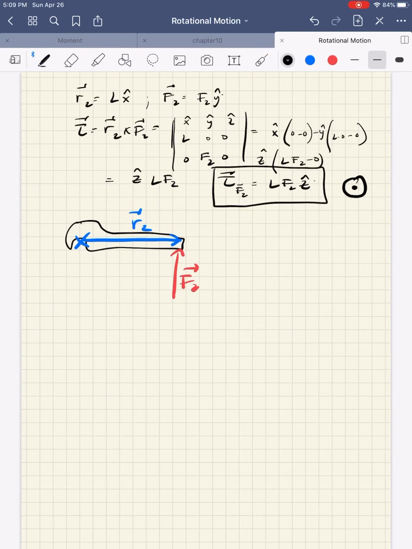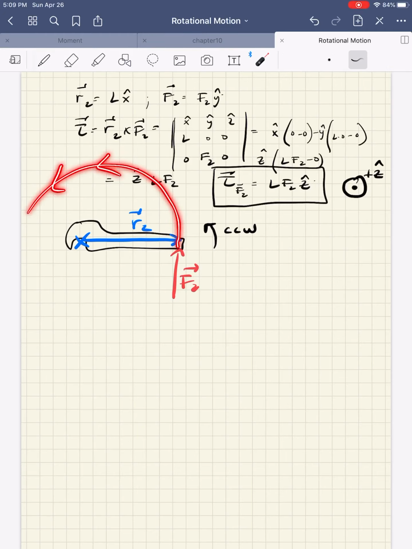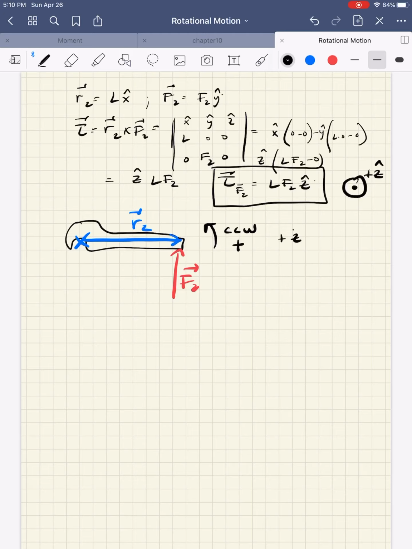This is very similar to when we talked about omega and alpha, in the sense that we talked about clockwise and counterclockwise rotation. So I think it's pretty clear that if I applied a force F2, it would move this thing counterclockwise around in a circle. And that's associated with the positive z hat direction. So the standard notation is that counterclockwise is positive, or the positive z hat direction, and that's the direction of the torque.